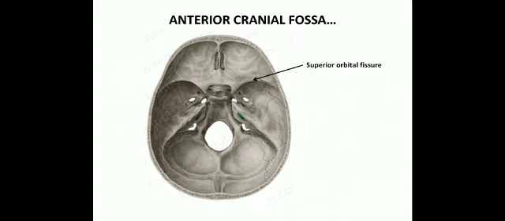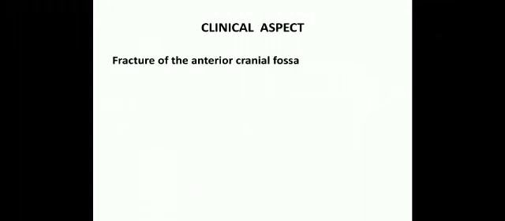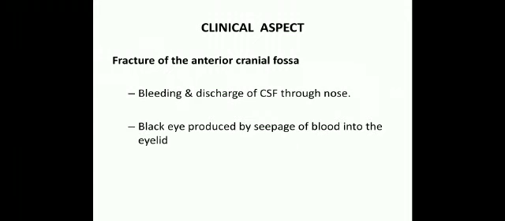Here we can see the lesser wing of the sphenoid bone forming the upper boundary of the superior orbital fissure. Medially, the lesser wing is connected to the body of the sphenoid by the anterior and the posterior roots that enclose the optic canal. The clinical aspect: fracture of the anterior cranial fossa leads to bleeding and discharge of cerebrospinal fluid through the nose, and a black eye produced by the seepage of blood into the eyelid.